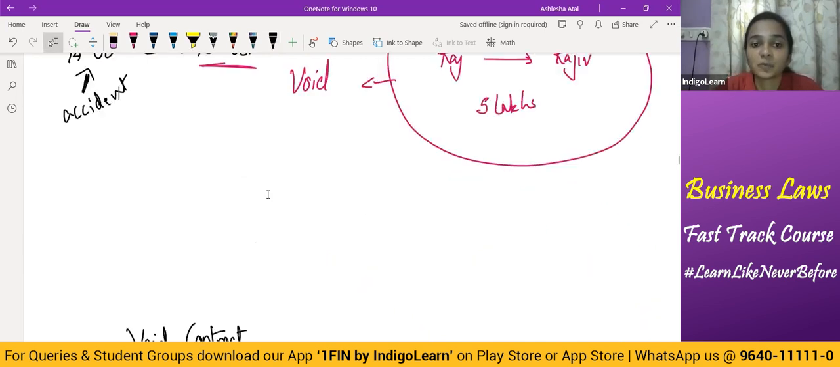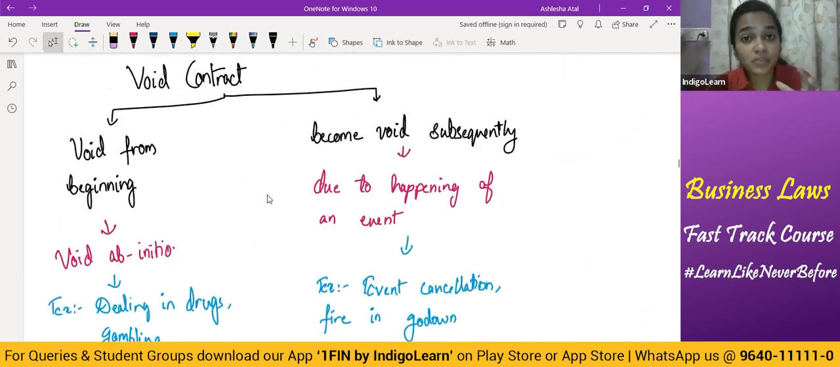So when we talk of void contracts, they may either be void from the very beginning or they may become void subsequently due to happening of an event.